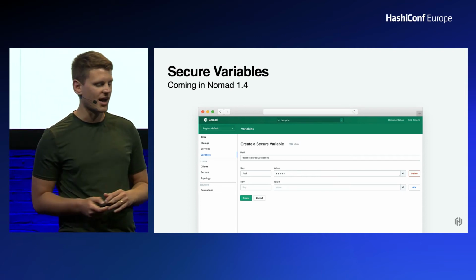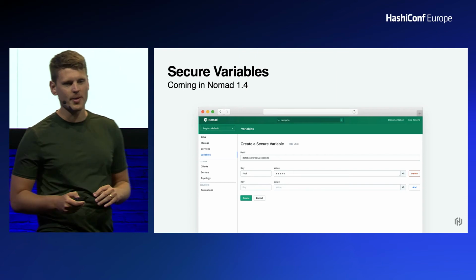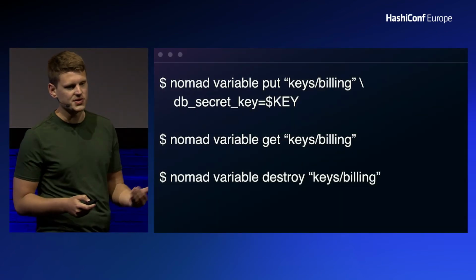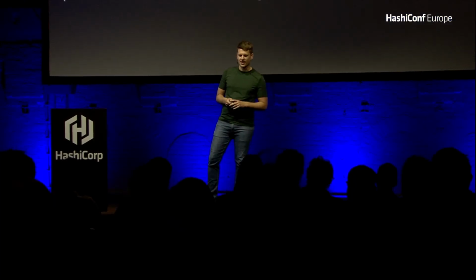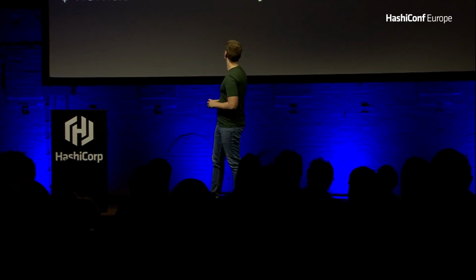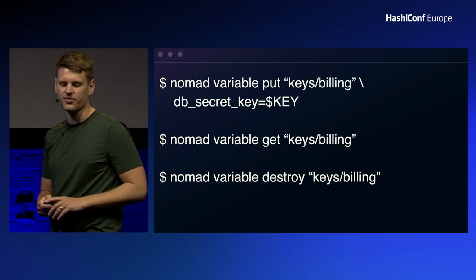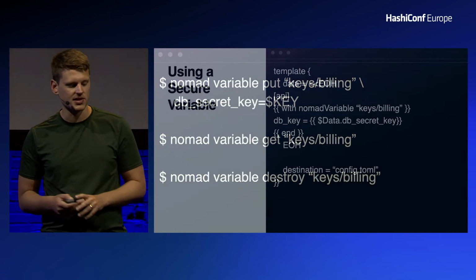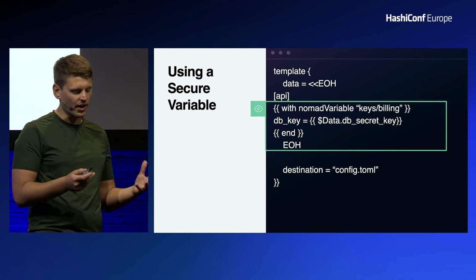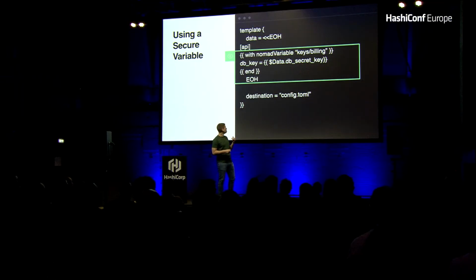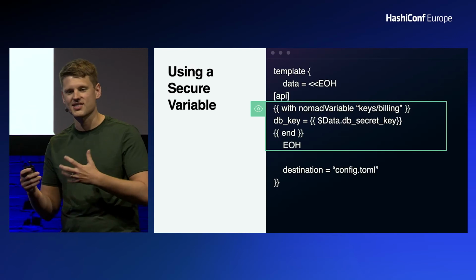And so what does this look like in practice? So I could set values in the Nomad UI. I could, of course, use the API, or I could use the CLI. Really simple. I just put something to the keys billing path. This is putting, getting, and destroying from the CLI. And then when it's time to use that secret, say I'm writing a file with it, I just use this new Nomad variable keyword, grab the secret, plop it into a file if I want. Really, really easy way to start using secrets in a secure way with Nomad without having to do anything except use Nomad.